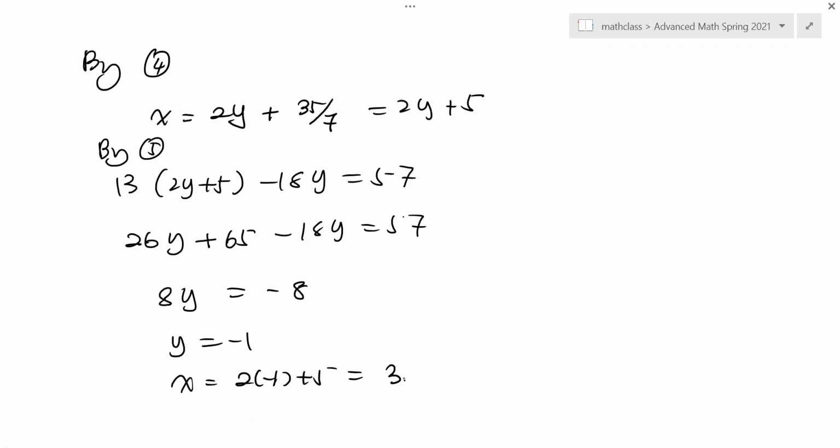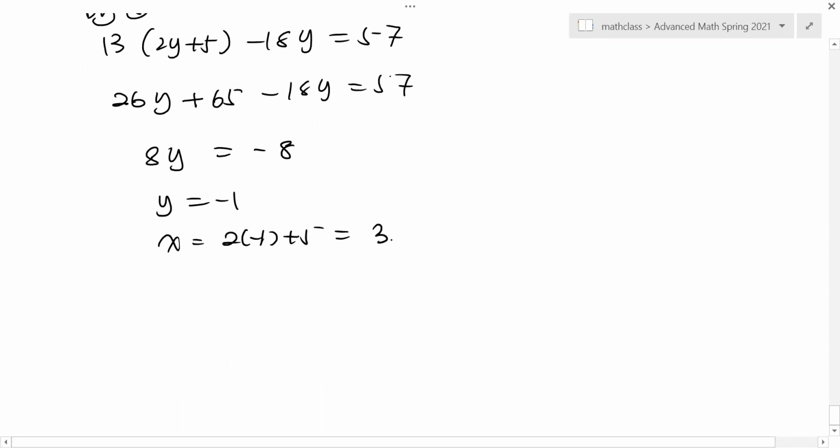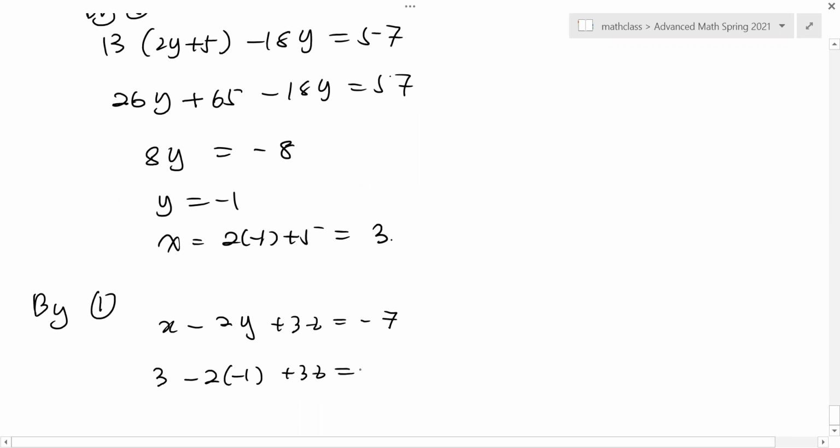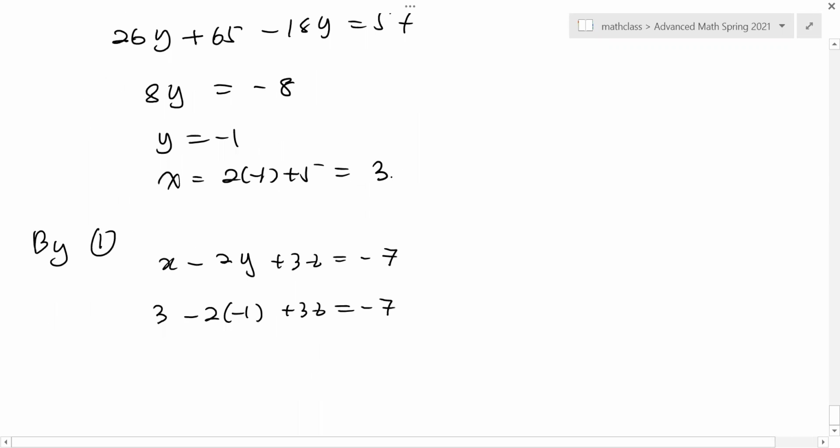So once you get x and get y, then you can get z using any of the equations. So we can go back to the original equation, let's say the first equation. First equation says that x minus 2y plus 3z equals -7. So x is going to be 3, y is -1, and you can get z, right? So 3z is -7, and 5 minus 5, and that is going to be -12. So z equals -4. Okay, z equals -4.